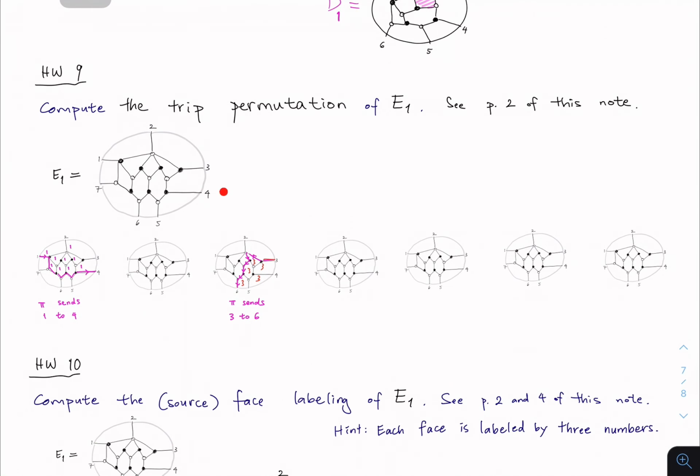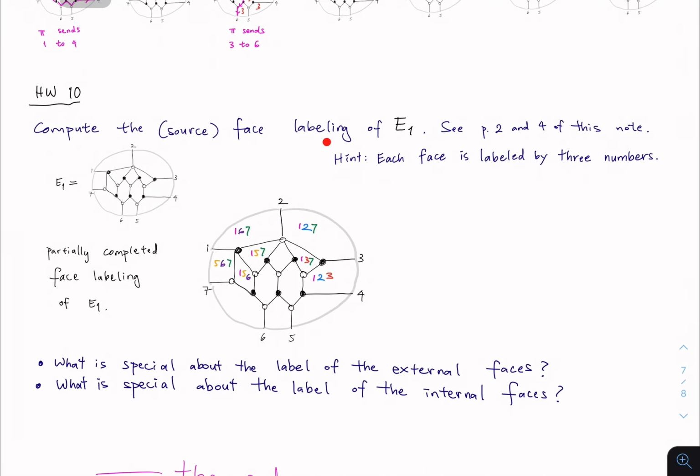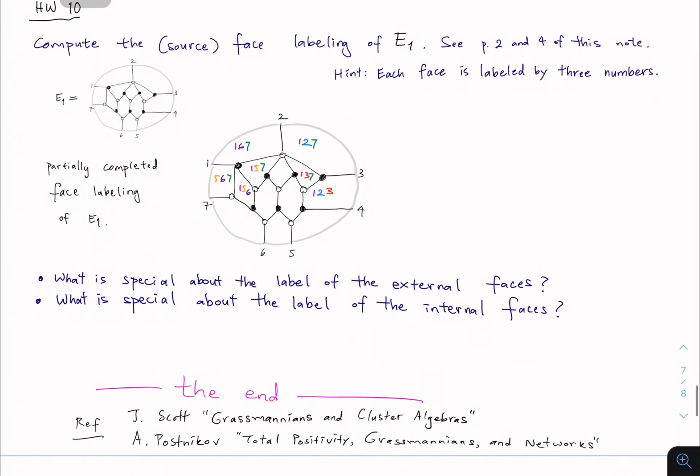And here is a larger Plabic graph. For more practice, you can compute the trip permutation, and I have done 2 of the trips. You can also compute the face labeling of this Plabic graph. Again, this is the situation where each face is labeled by 3 numbers, and I've done some of the partial face labeling here. And again, you should ask yourself what is special about the label of the external faces and the label of the internal faces.